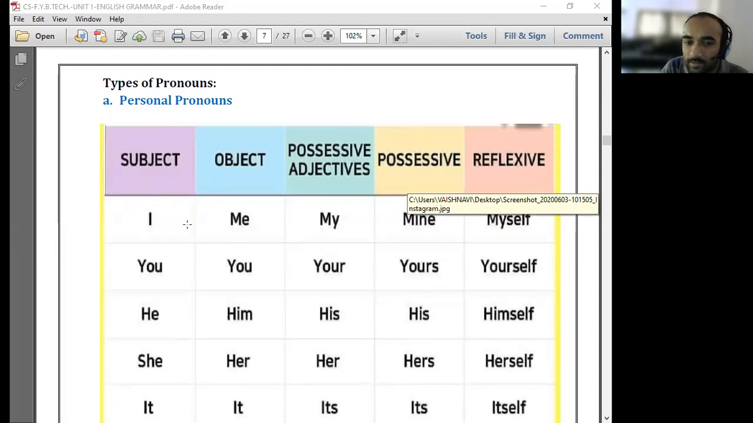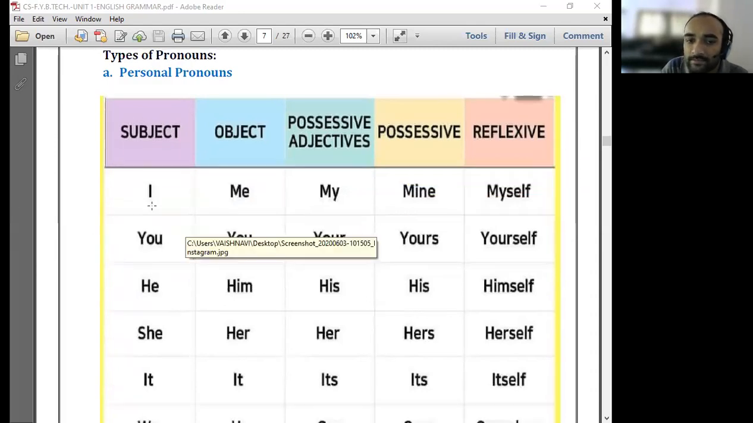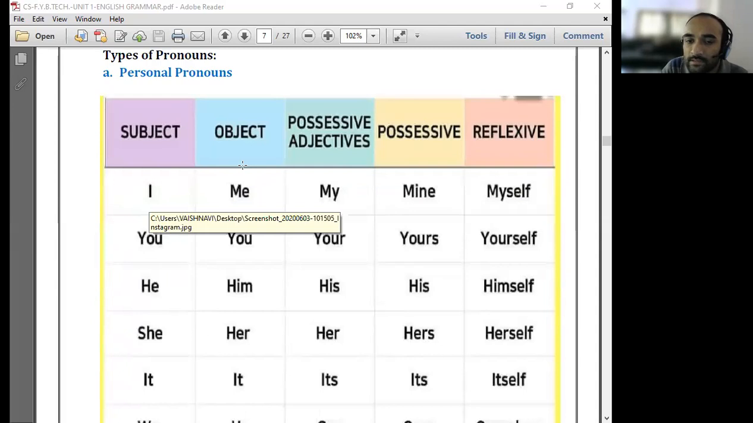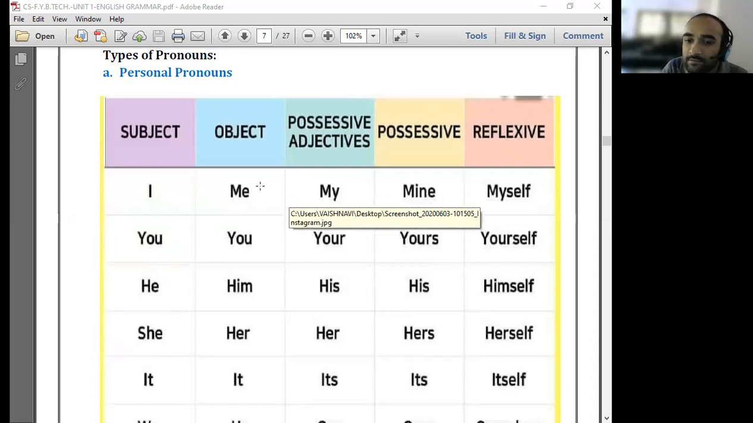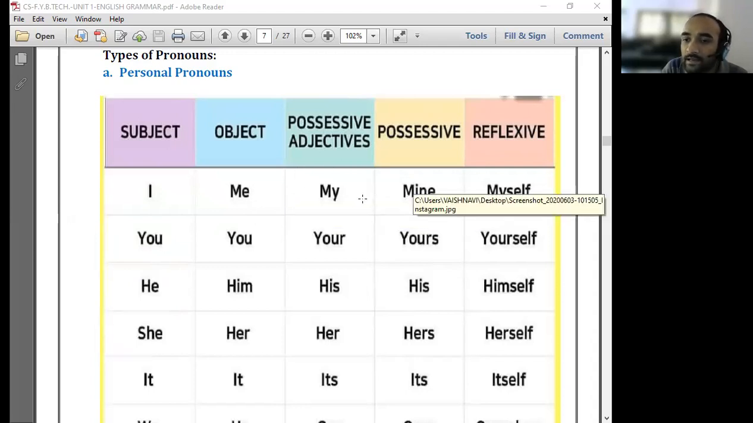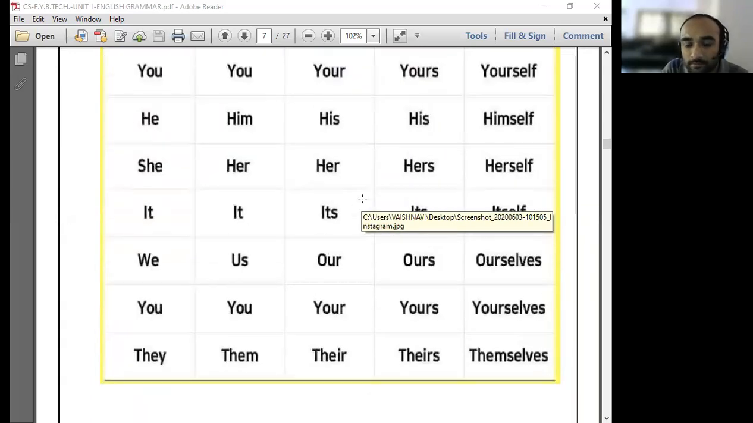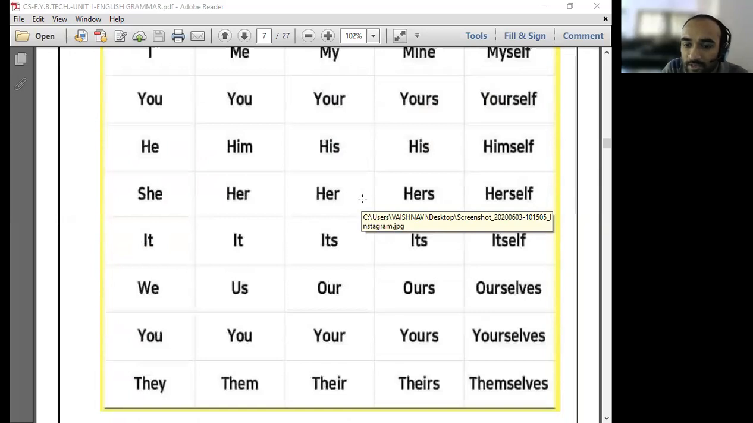types of cases, okay. In the subjective case, I is used, it becomes me in the objective case, it becomes my when we are using it as a possessive adjective. In the possessive case it becomes mine, and in the reflexive case it becomes myself. So we have discussed this chart also.